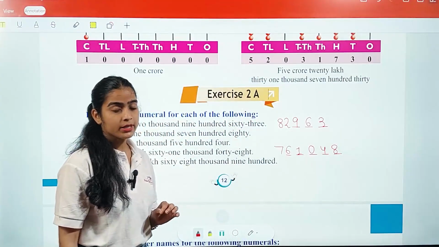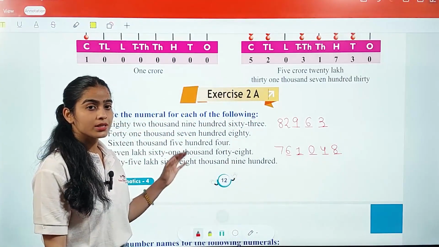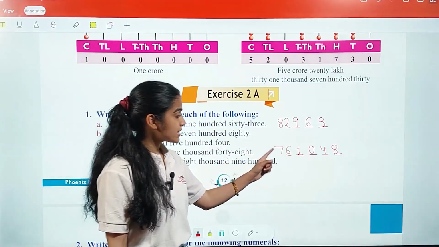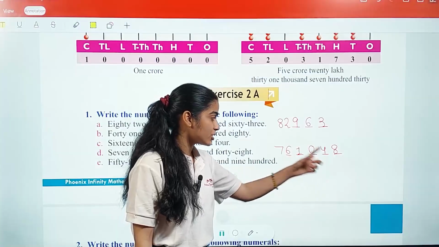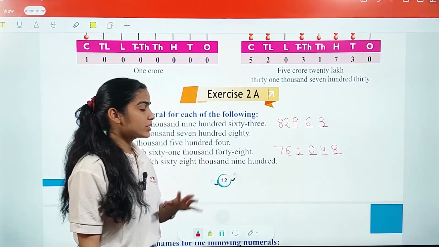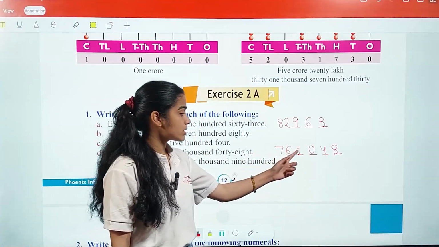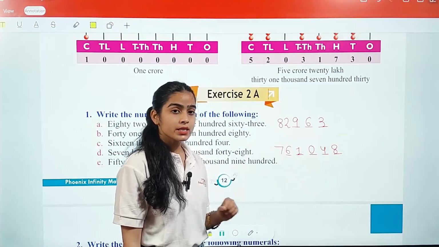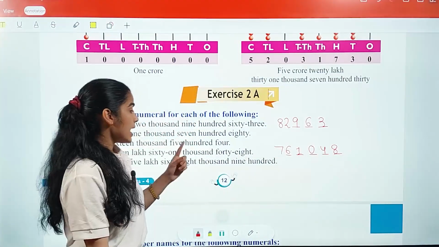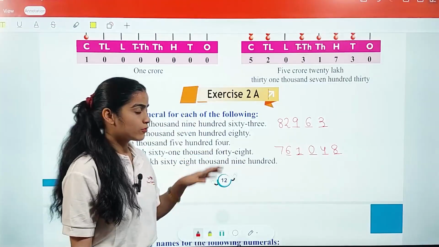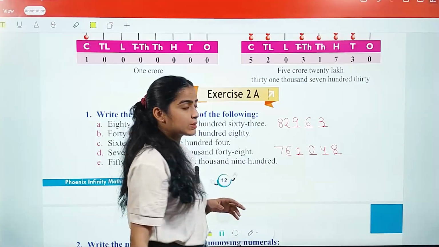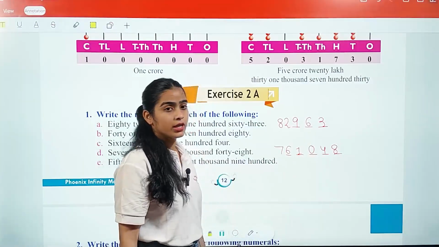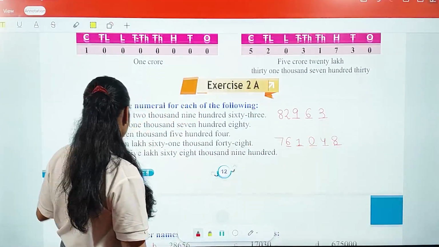Always keep in mind that when you have to write words as numerals, first write 7 lakh. How many zeros do we have in lakh? 5. So write 5 dashes. After this 61,000. So fill those 2 boxes and leave only 3, because in 61,000 we have 3 zeros. And after this we have 48. So 48 means tens and ones. So we have to leave the hundreds place value and write 48 directly here, and this is your numeral.